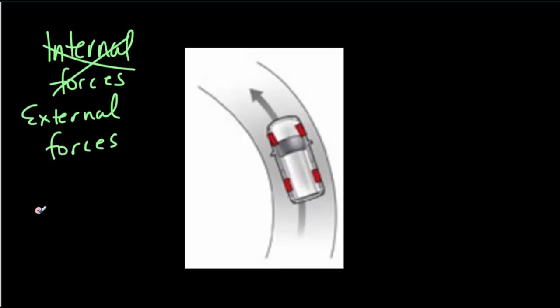So we might begin with gravity. Gravity would point straight down, force of gravity. But that's going to be balanced out by the normal force upwards. And so we end up with no net vertical force. And of course our car doesn't lift off the ground or dig into the ground. It doesn't have any interesting vertical motions.